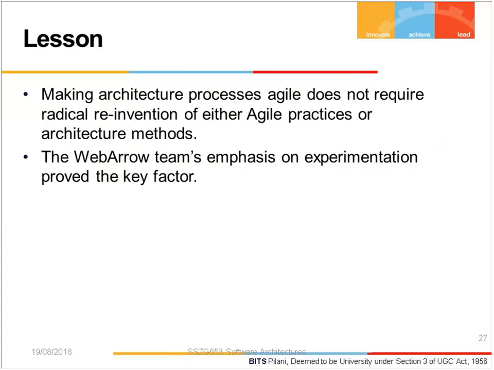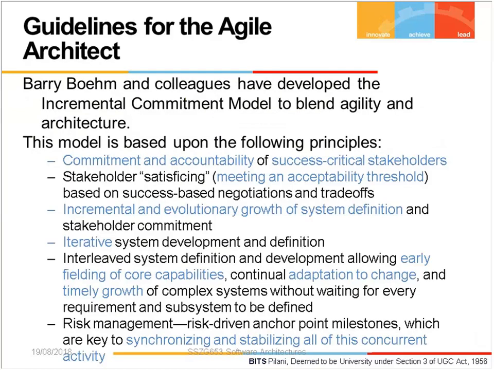So, in making the architectural process agile, you don't really have to reinvent agile, nor do you have to reinvent your architectural methods. They are very much amenable to each other. Web Arrow is the experiment that is talked about here. Now, we have a small guideline here for agile architecture given by Barry. We'll just take a quick look at it.